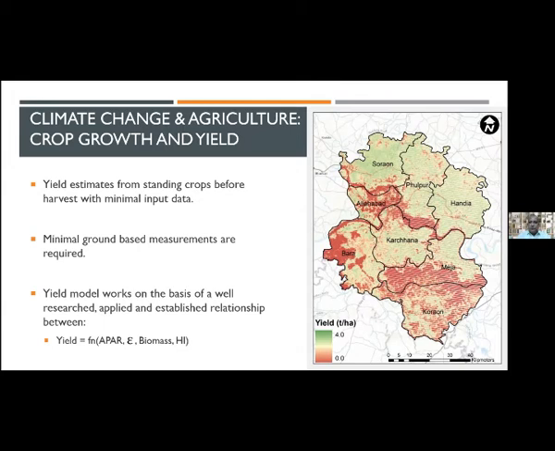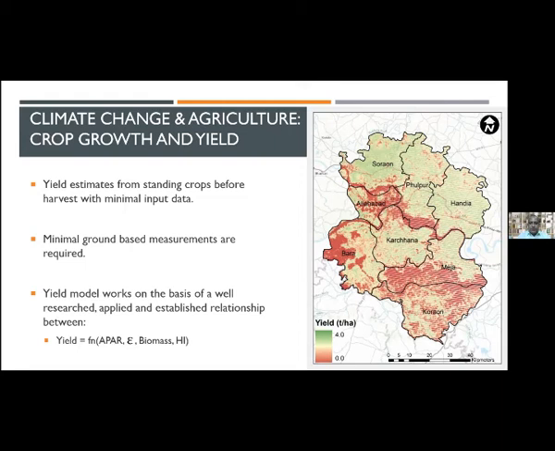We all know that crops, plants, vegetation require solar energy to do their photosynthesis. So they absorb the solar energy coming from the sun. What portion of energy they use for photosynthesis is called absorbed photosynthetically active radiation. This is the term that we can estimate. Then there is another term, epsilon, called light use efficiency. Light use efficiency means how efficient the plants or crops are at using this radiation.